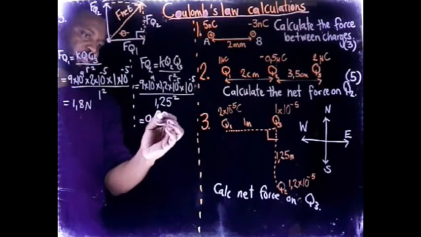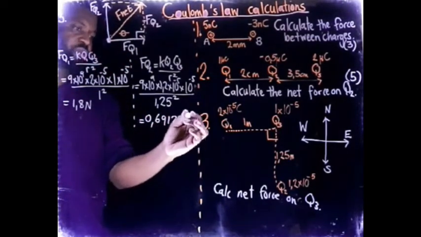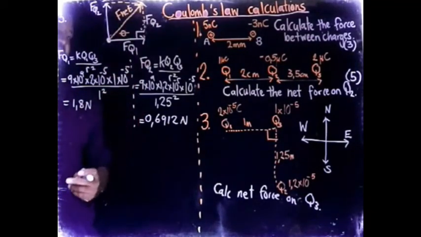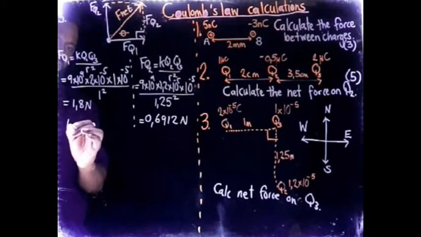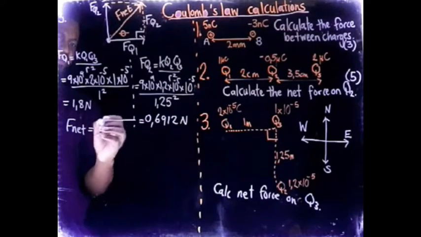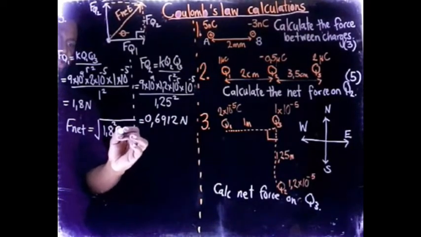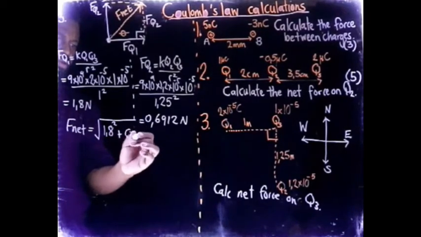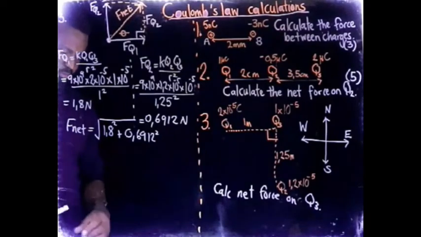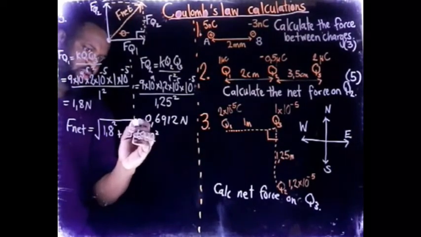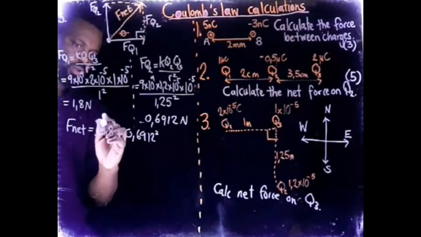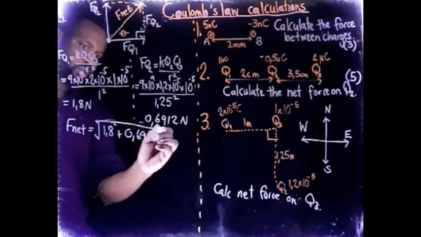0.6912 newtons. This time I'm not going to add, but I have to use the Theorem of Pythagoras. So the net force, F net, is the square root of 1.8 squared plus 0.6912 squared. So this square root sign must include everybody, like that.